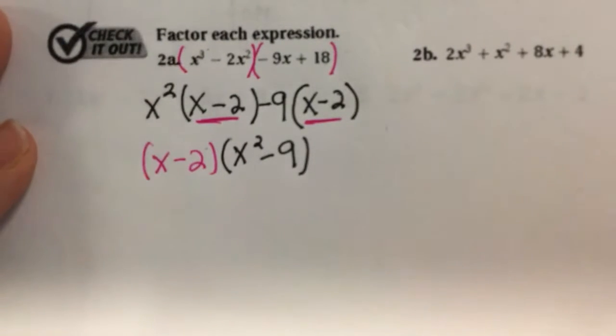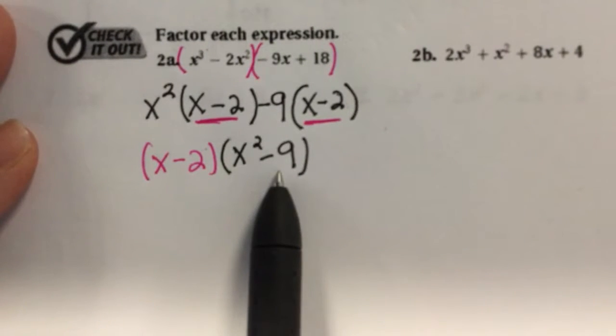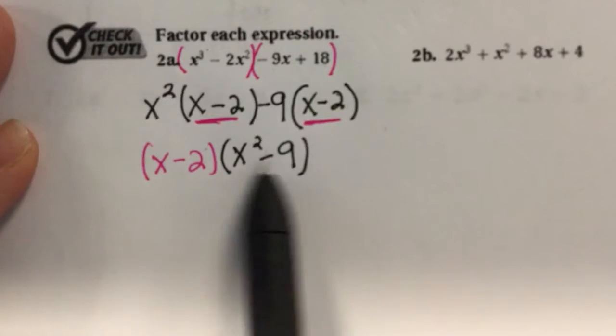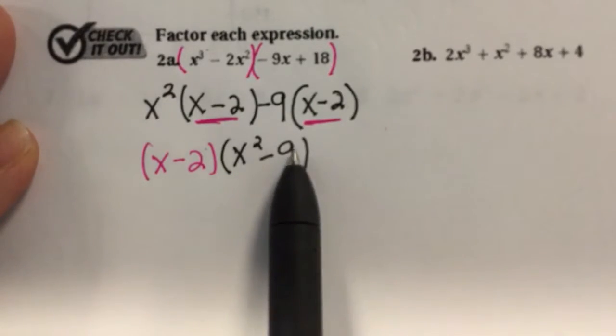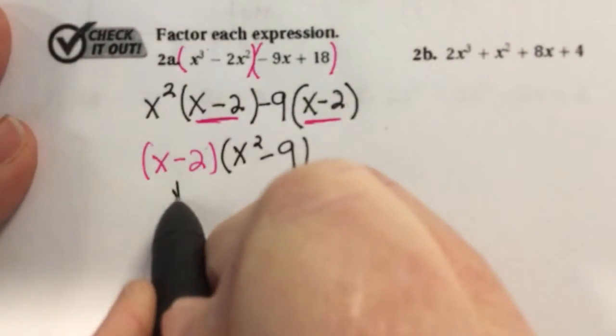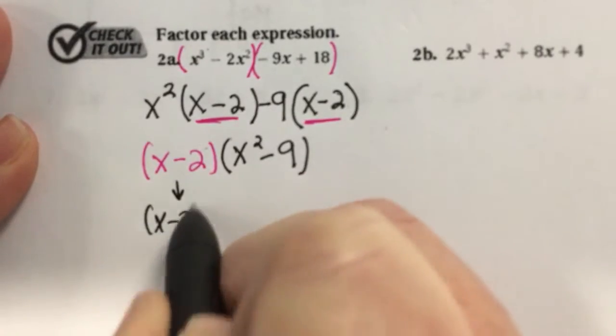Okay, we're getting pretty lucky here, and I keep getting left with difference of squares. These are both perfect squares. X squared is a perfect square, 9 is a perfect square. We drop this one down, x minus 2.